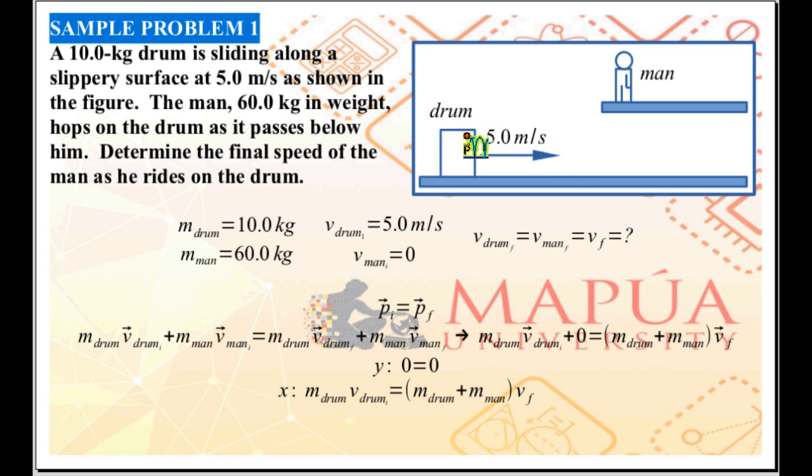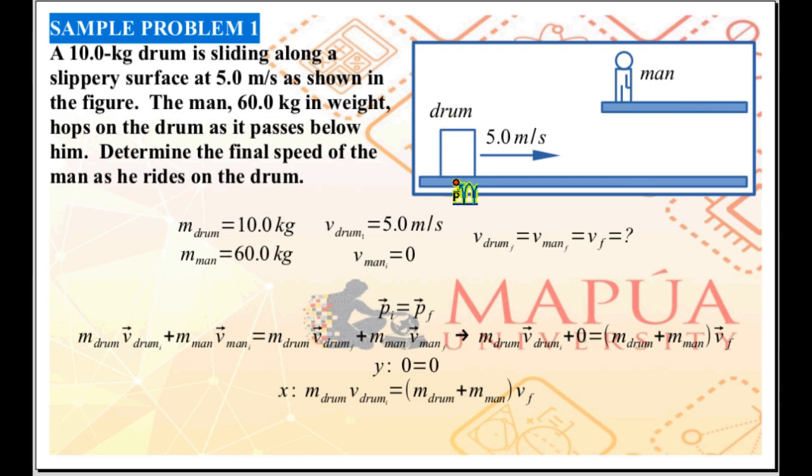Now, I mentioned that the surface is frictionless, so the speed of the drum is constant, as long as nothing happens to the drum. But as soon as the drum gets under the man, the man hops on the drum. So that affects the motion of the drum. That affects the final speed of the drum.